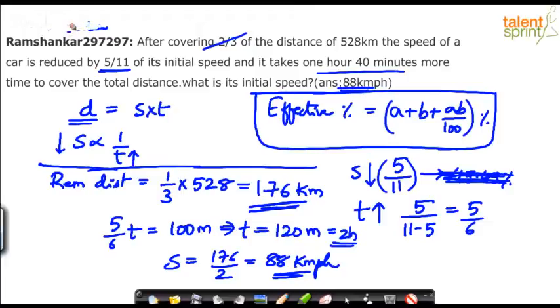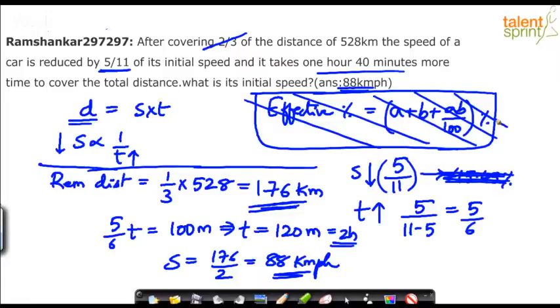Remember those questions. A's salary is 50% more than B's salary. So by what percentage is B's salary less than that of A? Whatever concept we have used here, we are using the same concept. Not even effective percentage, just go by that concept. A's salary is 33.33% more than B. So by what percentage is B's salary less than that of A?